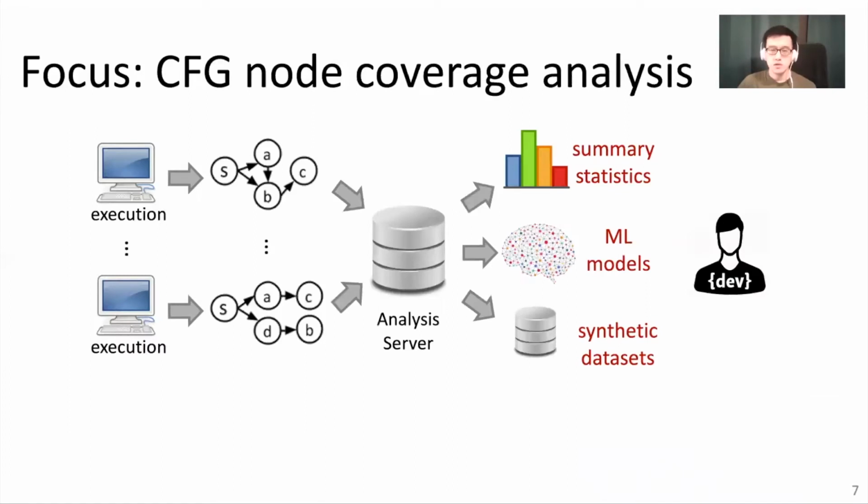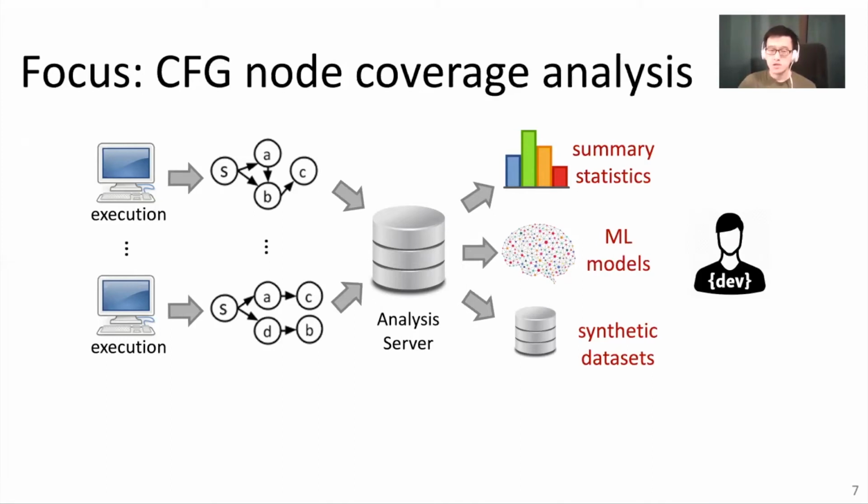If we do not consider any privacy protection, at each user, the execution of the software will generate some coverage of the control flow graph describing the execution. The analysis server will aggregate all the coverage data from all users to compute the frequencies of all control flow graph nodes. These results can be used for summary statistics, machine learning models, synthetic datasets, and so on, and shared with the developers of the software.